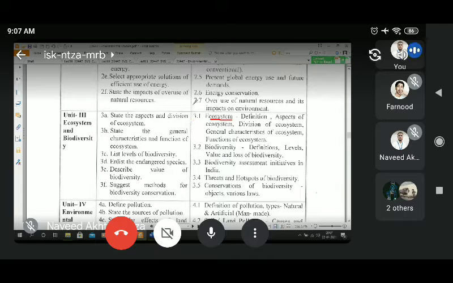So third unit we will start and we will see about the various aspects in the ecosystems. Third unit is the ecosystem and biodiversity, and we will start with the ecosystem today, and then we'll proceed for other.